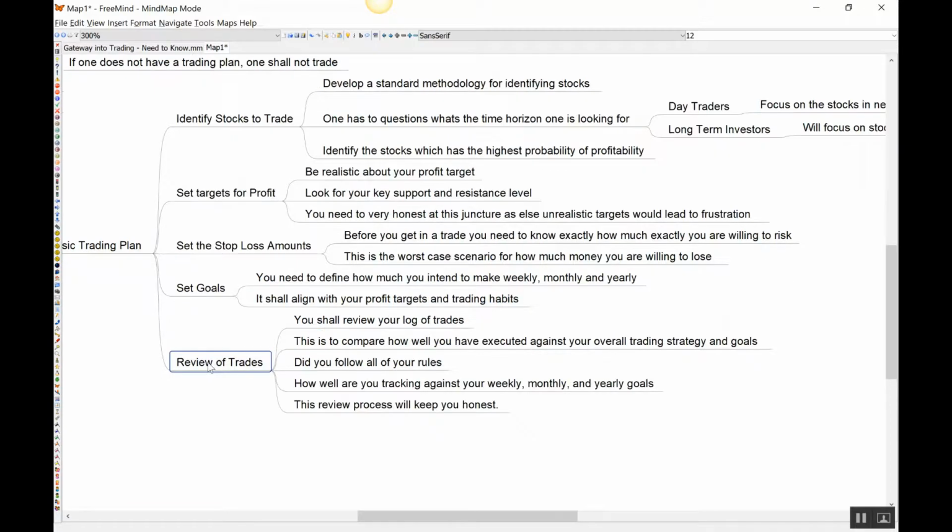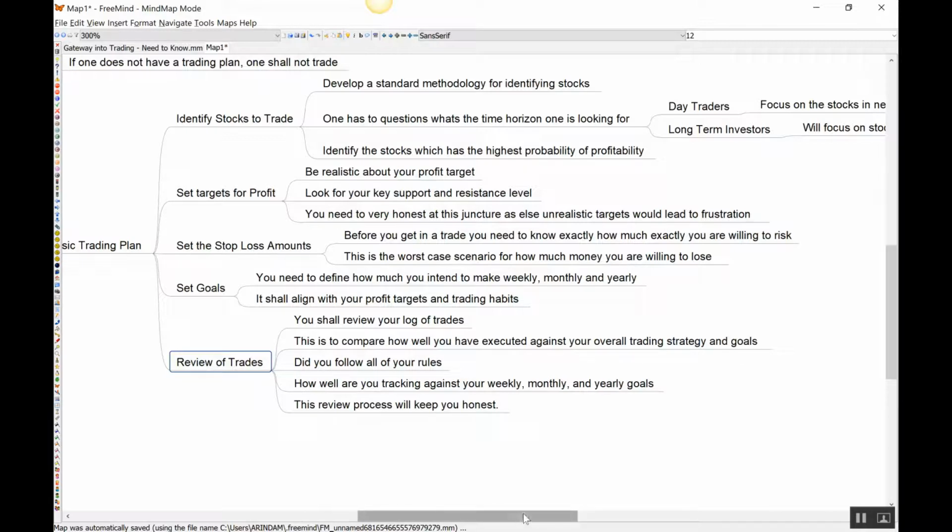And the last and the most important one, I should say, which is the most overlooked, is the reviewing of trades. You should review your log of trades to compare how well you have executed against your overall trading strategy and goals. Did you follow all of your rules? How well are you tracking against your weekly, monthly, and yearly goals? This review process will keep you honest, right?